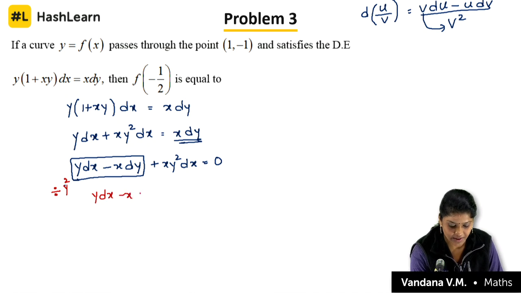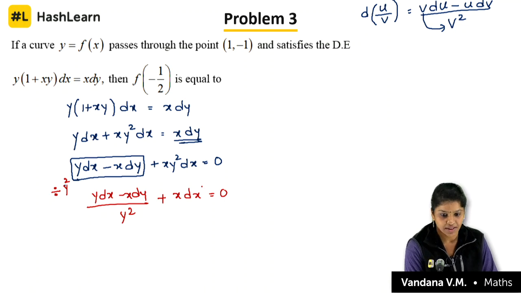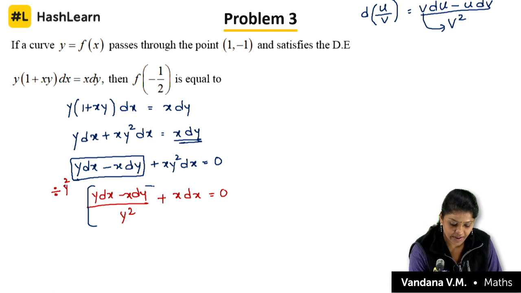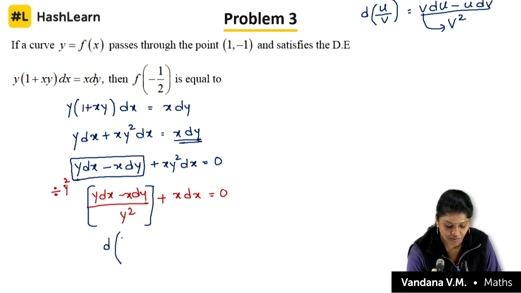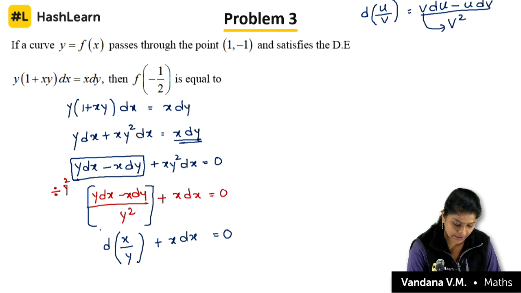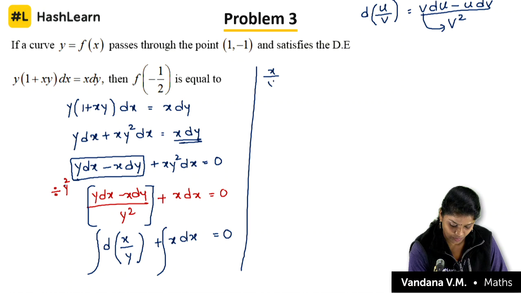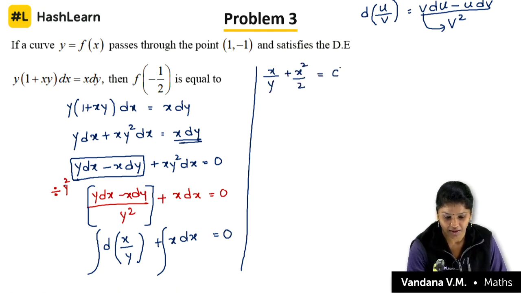What will happen? (y dx − x dy) by y². If I am dividing here, y² will get cancelled and I will get x dx, isn't it? Now this can be written as the differentiation of x by y, plus x dx equal to 0. Now you integrate. If you integrate, what you will get? You will get x/y + x²/2 = c. Very good.